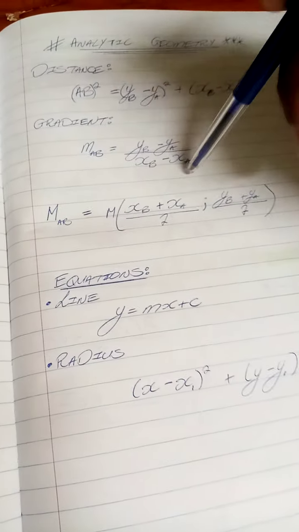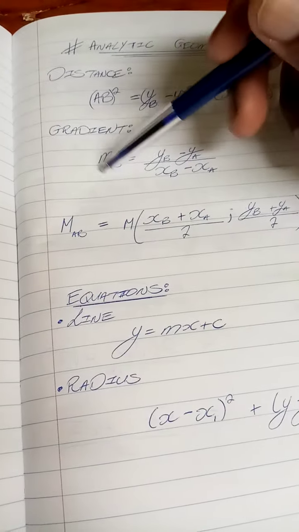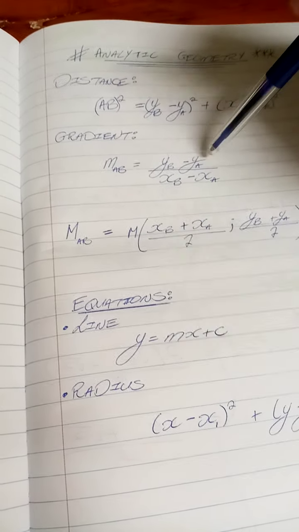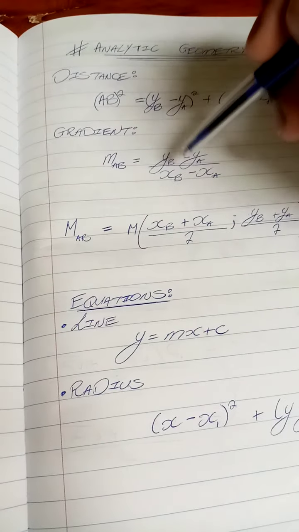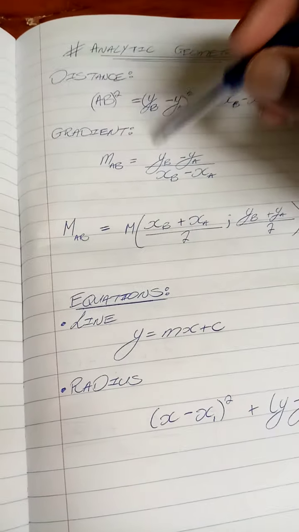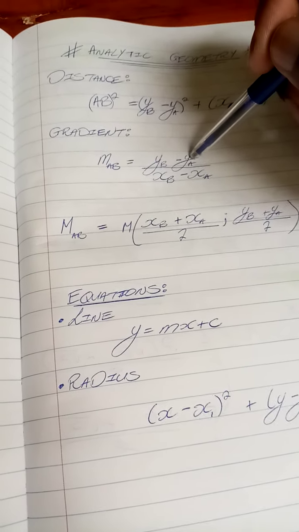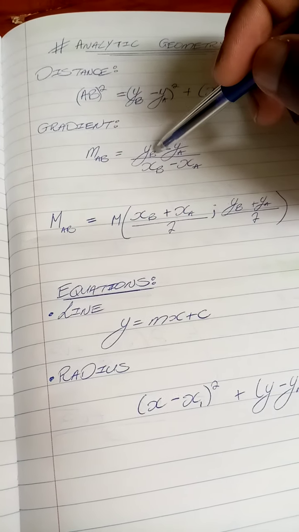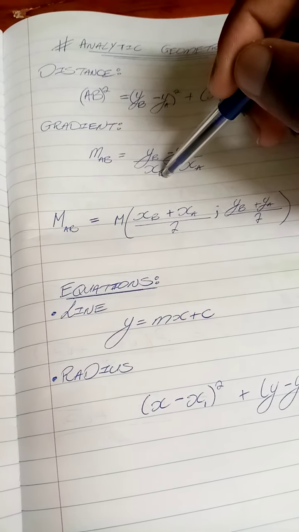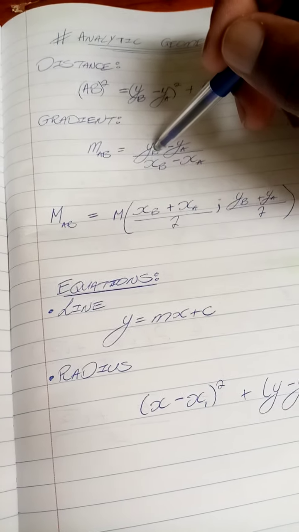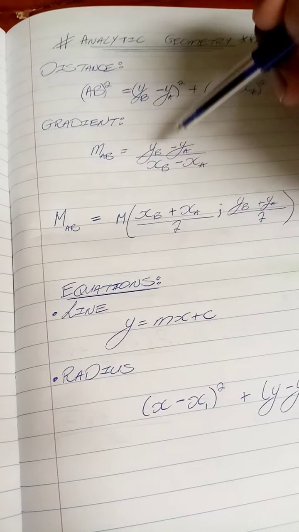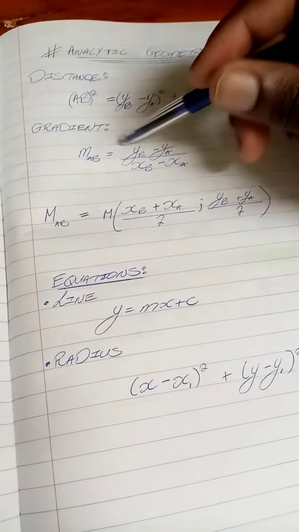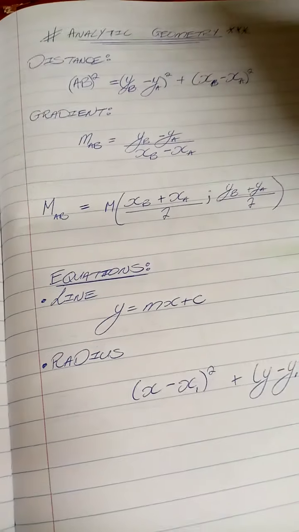Move on to the gradient. Let's say the gradient of MAB. It's the y coordinate of B minus the y coordinate of A, over the x coordinate of B minus the x coordinate of A. You could write this in a different way, starting off with the y coordinate of A, but one thing you have to pay attention to is that here it starts off with the y coordinate of B, which means it also starts off with the x coordinate of B. So that's something to look at.